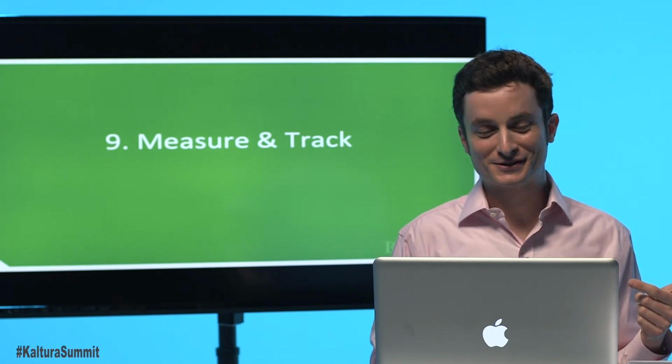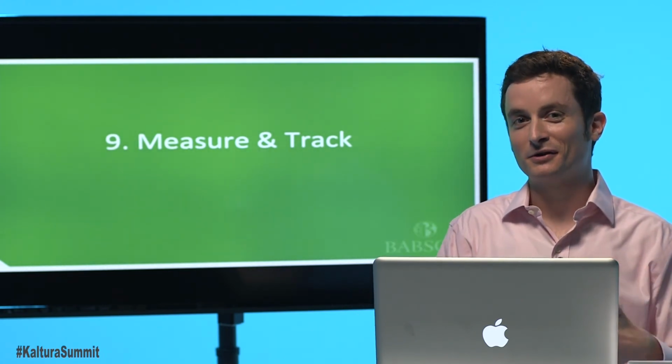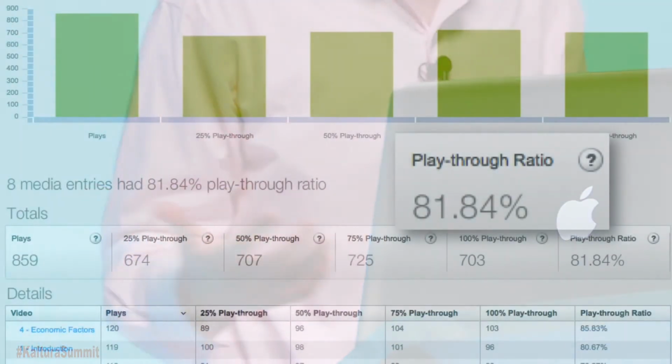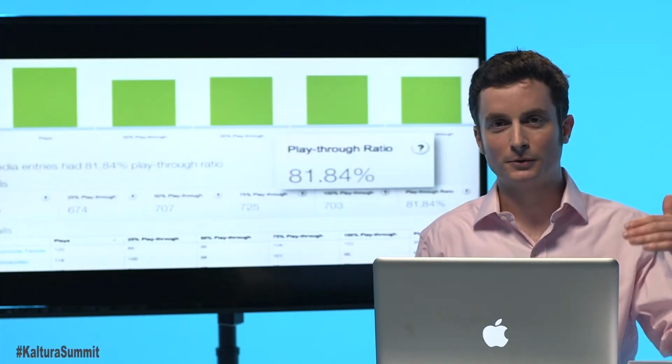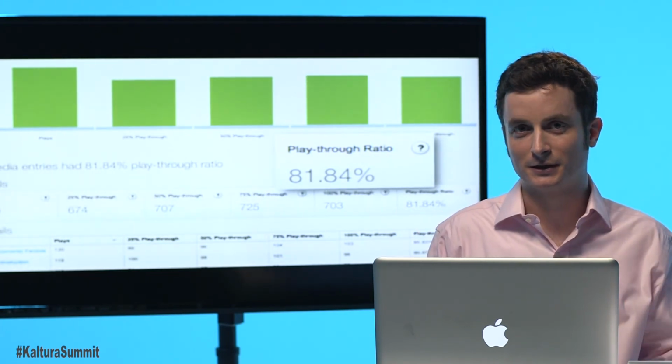And measuring and tracking. So this is a favorite one for me, is sharing with other people. How do you share with other people the success of the video content? How do you communicate the value in it? This is one thing that I think Kaltura does a great job of, where you can see pretty detailed information of who watches what, when, and for how long. So you can show other people, look, here's the retention rates. Here's how long students are staying engaged for.